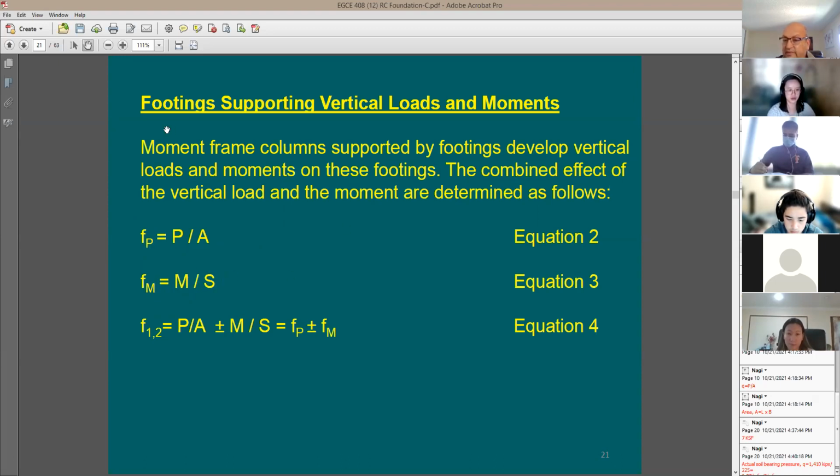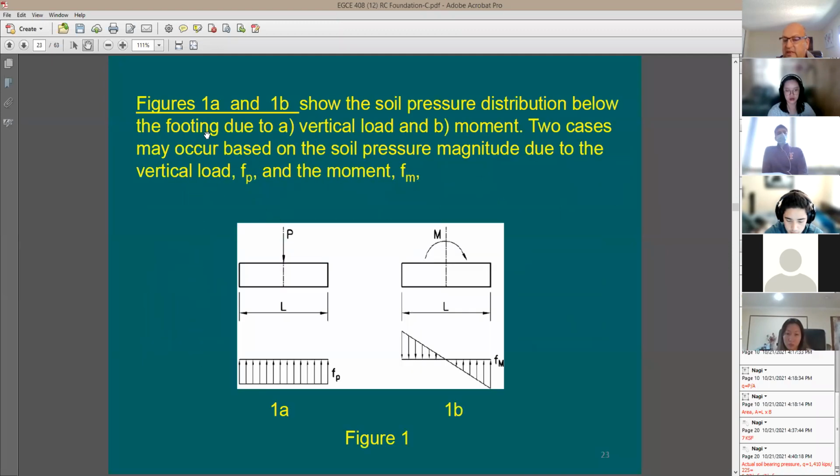Now, at the end of the day, F12, what does it mean by 1, 2? Let's say the right side, I'm going to call it 1, the left side is 2, or the other way around, doesn't matter. So we can see here the stress below the footing is going to be based on the combined effect of the vertical load and moment. Meaning one side is going to be F1, the other side is going to be F2. It's going to be P over A, which means F sub P plus or minus F sub M. I'm not sure what it means by plus or minus, but we're going to see here in the next slide set.